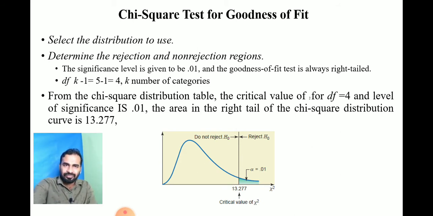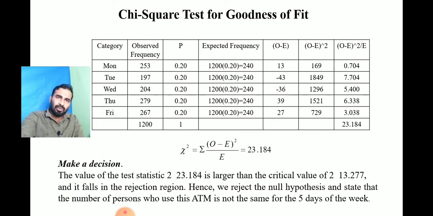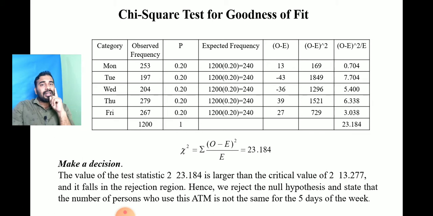Okay, next we have to find the actual test statistic value, or chi-square value. How to find the chi-square value, we have to understand. Look at the table. In the first column I am giving you the categories, Monday, Tuesday up to Friday. Then we have recorded the frequencies of the visits, called observed frequencies: 253, 197, 204, 279, 267, and the total number of users is 1200.